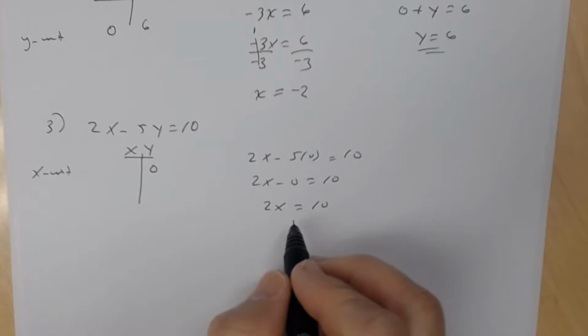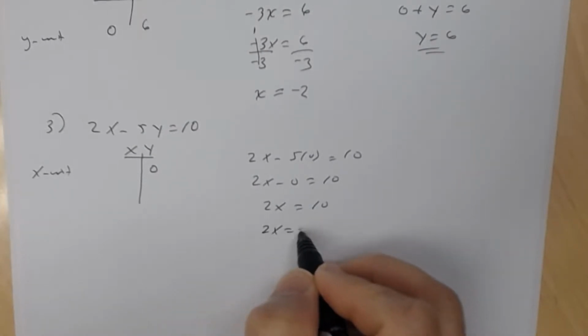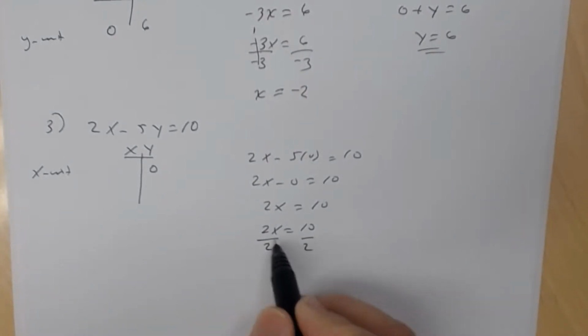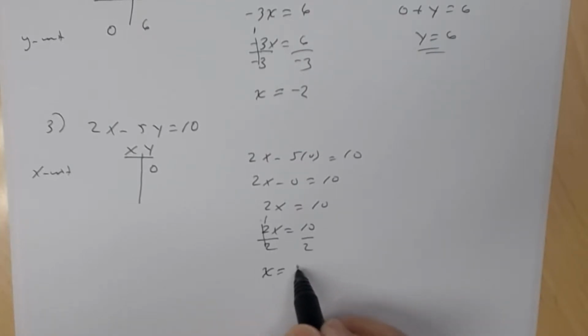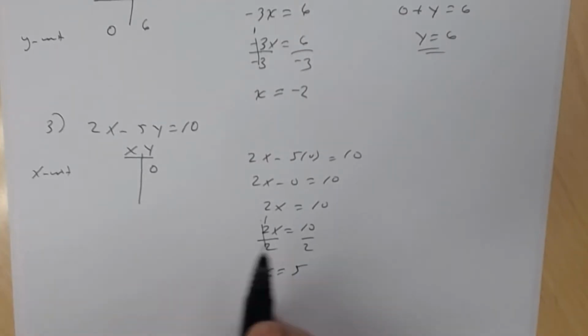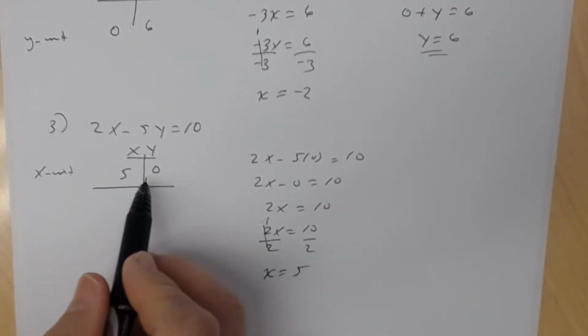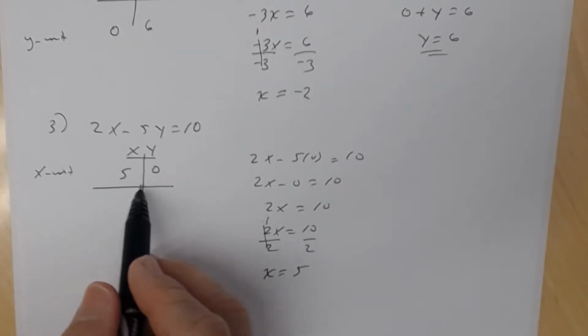So I got to get x by itself, though. So I'm going to rewrite this over. And to get the variable x by itself, right now I'm multiplying by 2. The opposite is to divide by 2. And then 2 divided by 2 is 1. 1 times x is x, and so x is 5. So the x-coordinate of the x-intercept is 5, so the x-intercept is the point 5, 0.